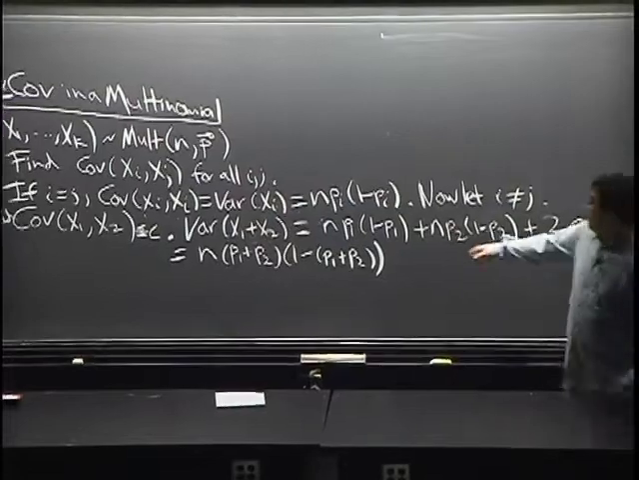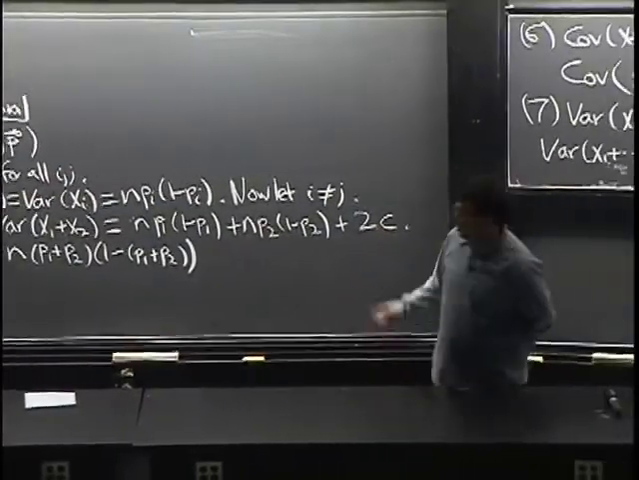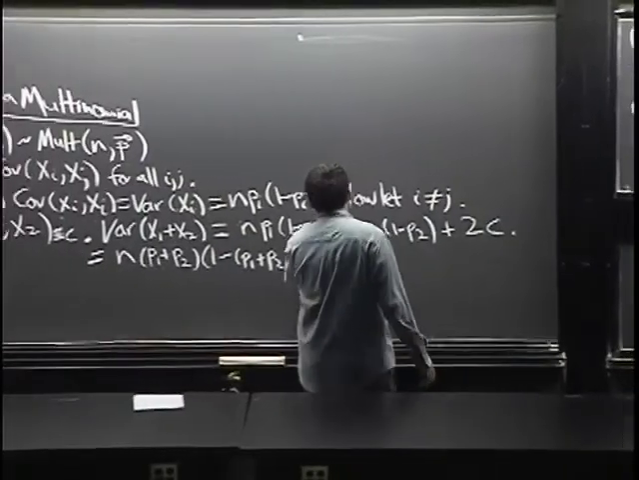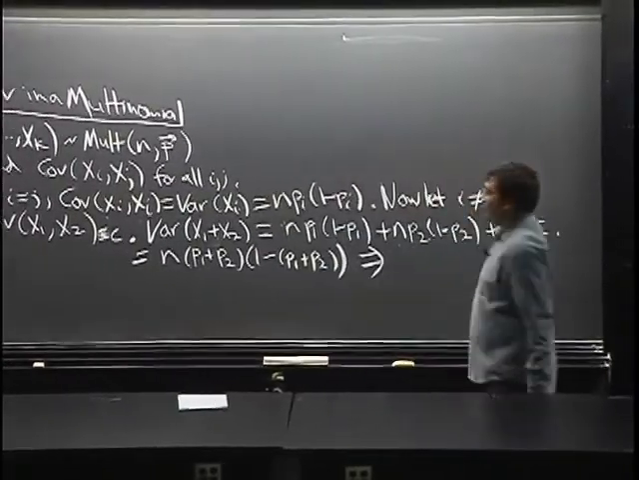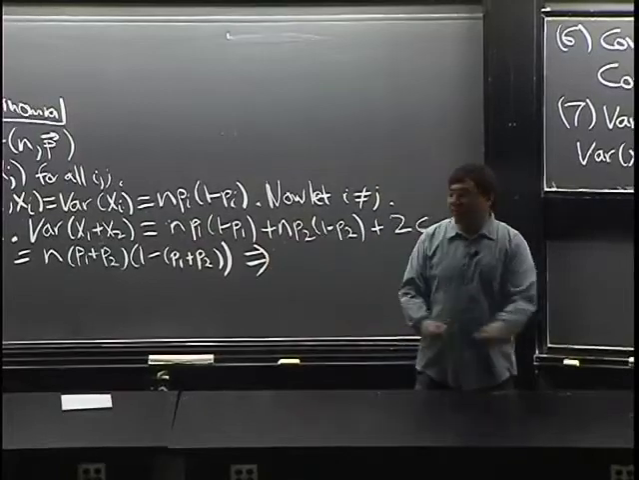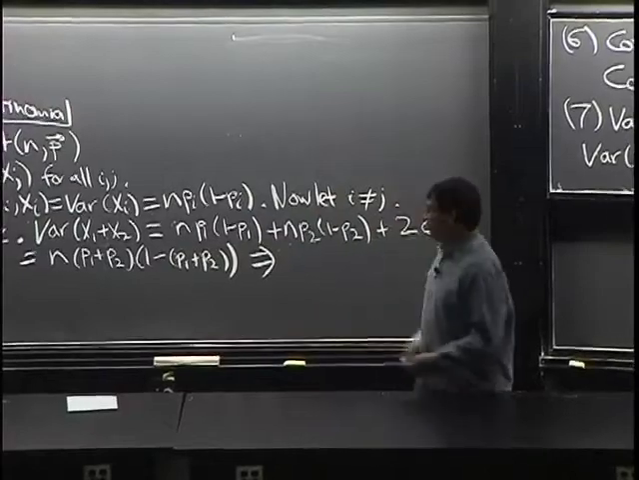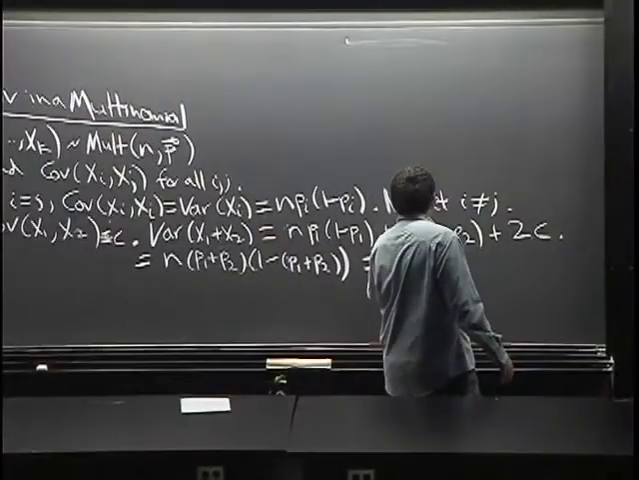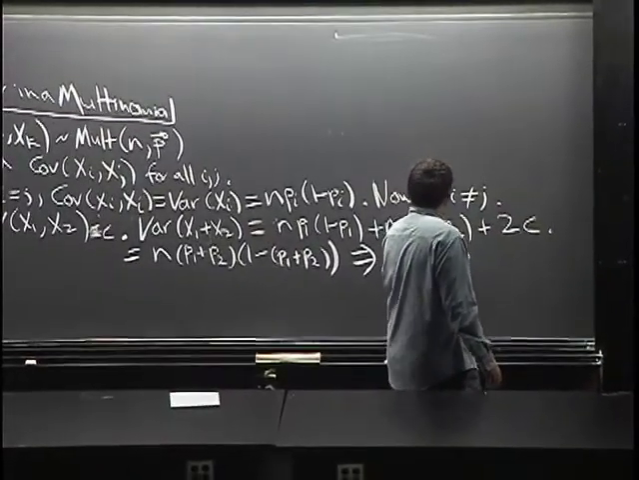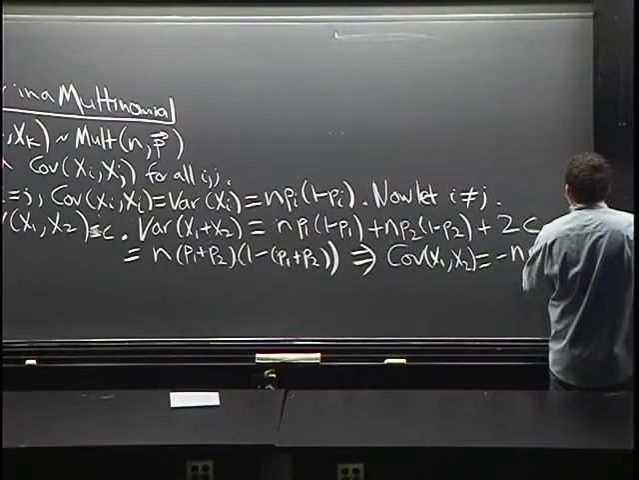So now we know everything in this equation except C. Just solve for C, multiply things out, factor it, however you want. It's easy algebra at this point, so I'm not going to write it out. Just multiply it out, simplify, and what you'll get is the covariance of x1 and x2 equals minus n p1 p2.